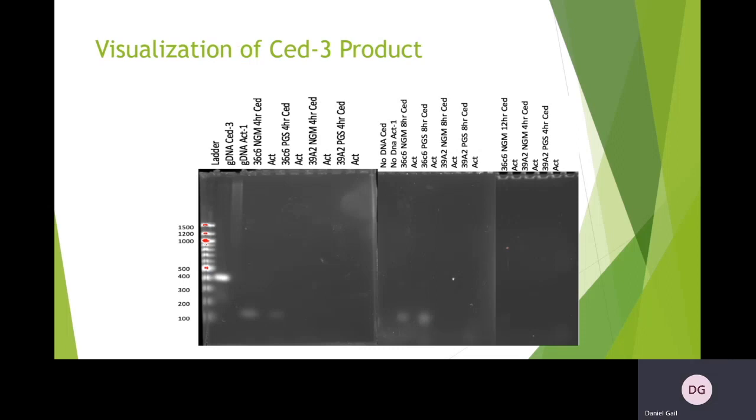The last test was to see where SED3 was expressed in the infection process. Shown in the gel, there were bands of the correct size for strain 36C6 at 4 and 8 hours on both NGM and PGS plates. However, there was no expression for the strain 39A2 or for the 12-hour time point for 36C6.